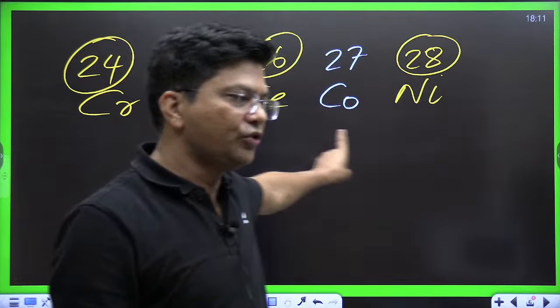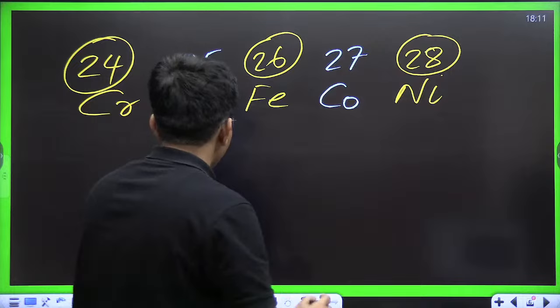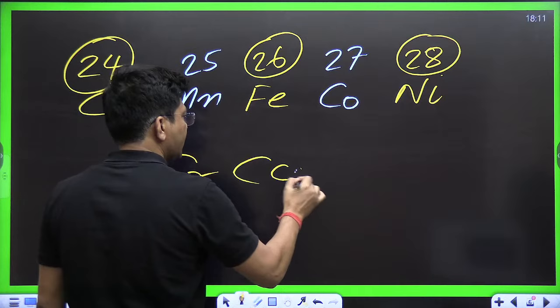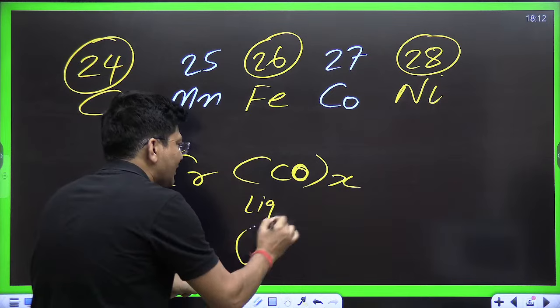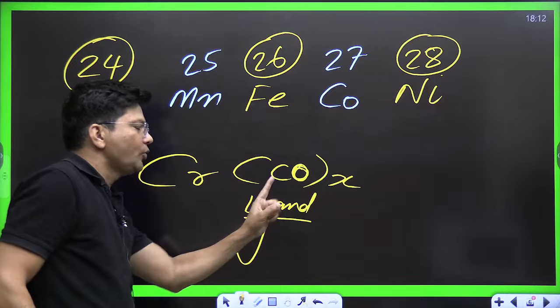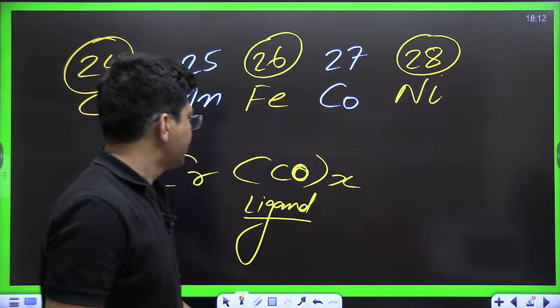Just see. If I write Cr(CO), an examiner is asking how many X, meaning how many CO. The CO is not cobalt. This is carbon monoxide, and this is known as a ligand. This ligand can donate one lone pair. Remember that. This is a monodentate ligand.